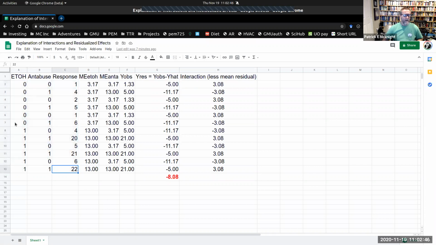So I have alcohol at 0 or 1, antabuse at 0, 1 alternating, and these are the responses. These are the mean effects or main effects of alcohol. And you'll notice that all 12 subjects get the same effect as their group classification. So in terms of alcohol, the zeros get the same mean effect and the ones get the same mean effect. So you can see here there's a difference of almost 10 between the two groups for alcohol. Similarly, for antabuse, there's approximately a 10-point difference.